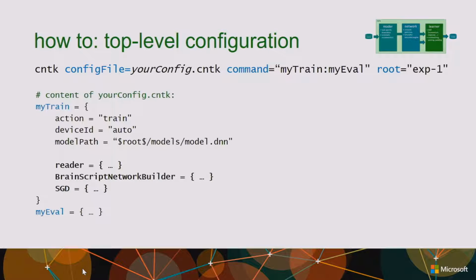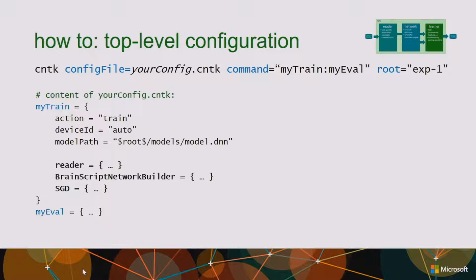Well, CNTK is a command line tool. So you run that by giving it a configuration file, see on the command line. You can also give it a couple of other additional variables, such as command and root. And command is a special variable. What it will do is it will look at the items that you list there in the config file and look for respective configuration blocks.